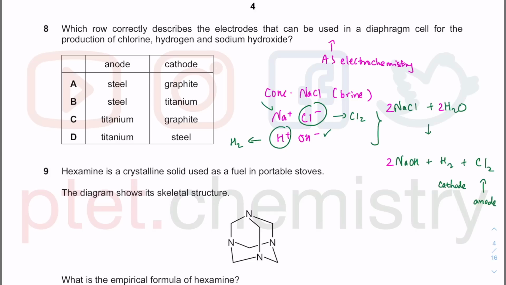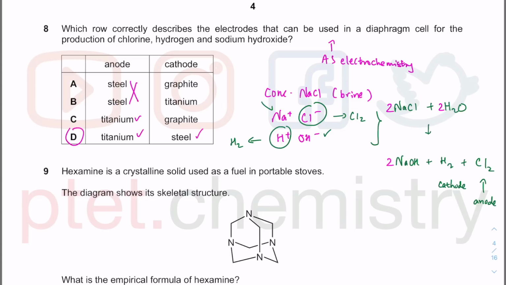Okay, in terms of the anode and the cathode, we don't use steel, which contains iron, because that will react with the chlorine to give you iron(III) chloride or iron(II) chloride. So we never use steel for the anode. We use titanium for the anode, but we do actually use steel for the cathode.